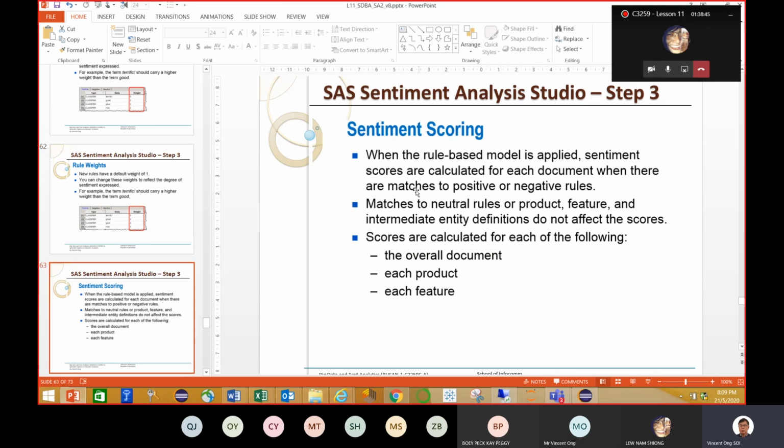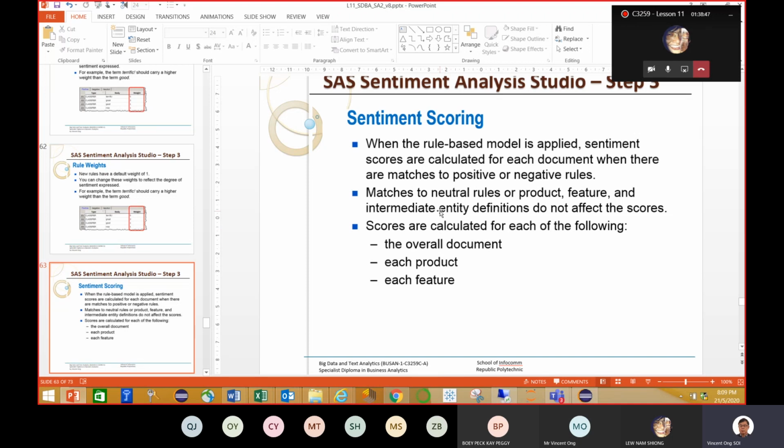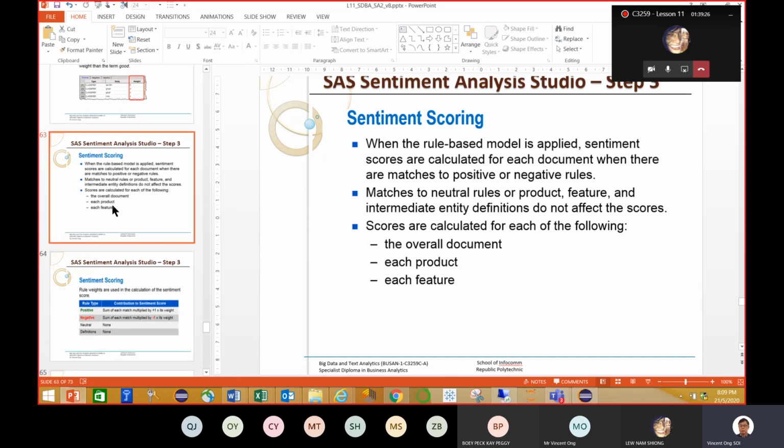So how do we score the sentiments? This is good to know, what's happening behind it. When a rule-based model is applied, the sentiment scores are calculated for each document. So if there are 1,000 documents, the corpus applies to each document, and then decides whether it matches positive or negative. If it matches the neutral rules of product or feature, there'll be zero score, because the product and feature definitions don't really have a positive or negative. Let's look at an example, it'll be easier.